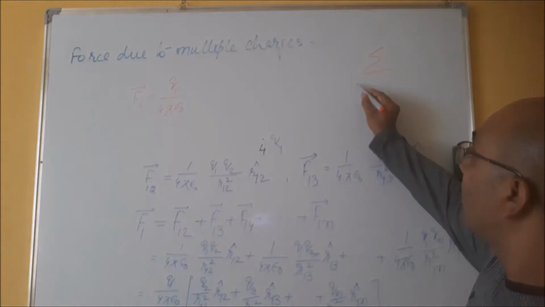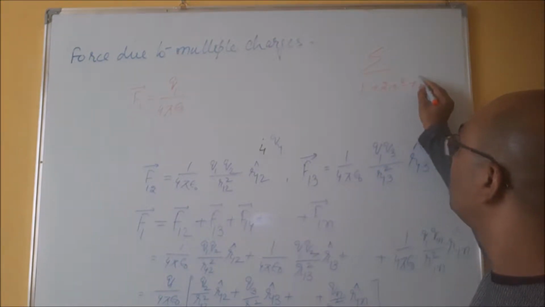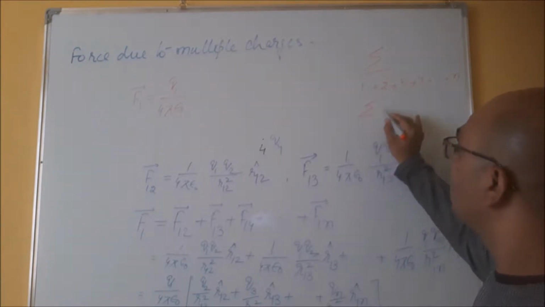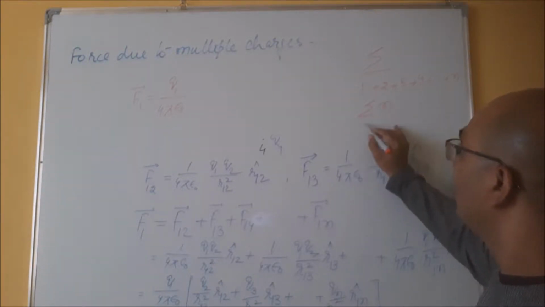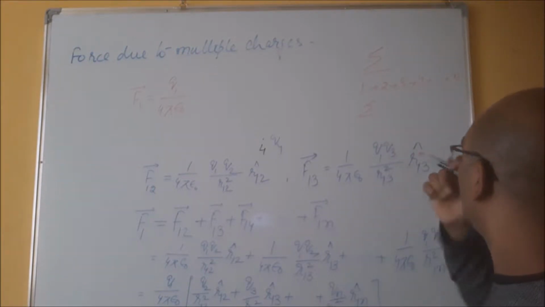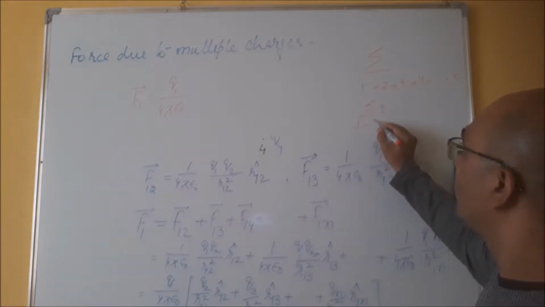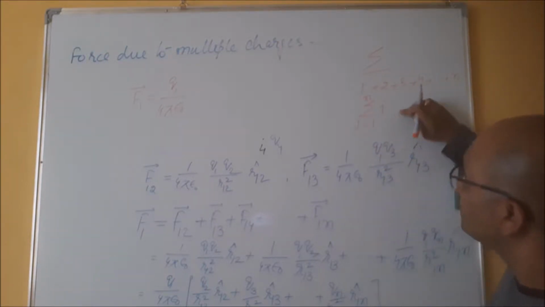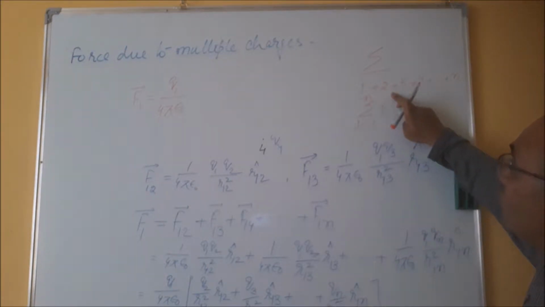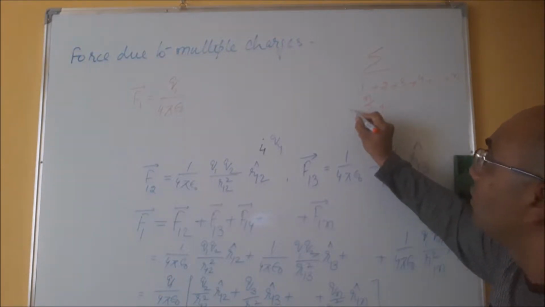For example, if I have 1 plus 2 plus 3 plus 4 up to the point n, I can write this as the summation of j, where j goes from 1 to n. So what does it mean? It simply means that 1 plus 2 plus 3 plus 4 up to n can be written like this.